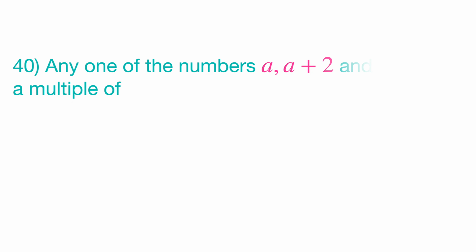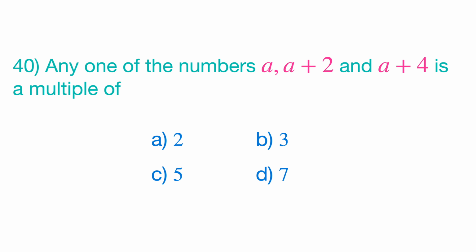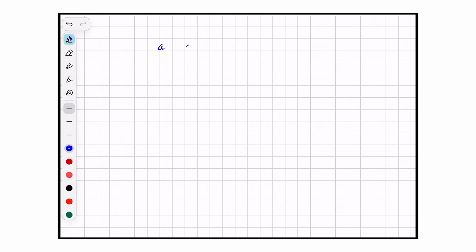Any one of the numbers a, a plus 2 and a plus 4 is a multiple of, we have four options, 2, 3, 5 and 7. Have all of you understood this question very clearly? So we have three numbers, a, a plus 2 and a plus 4, and any one of these numbers has to be a multiple of either 2 or 3 or 5 or 7. So let us understand the question clearly.